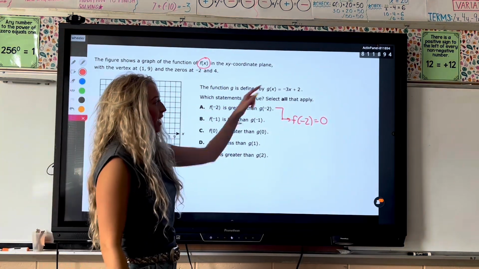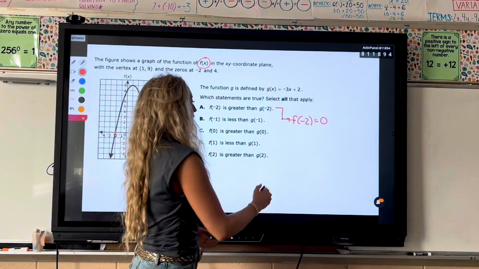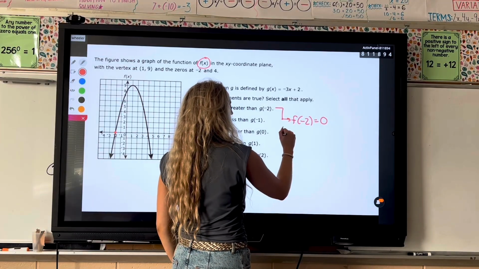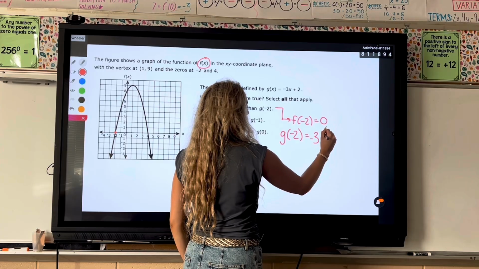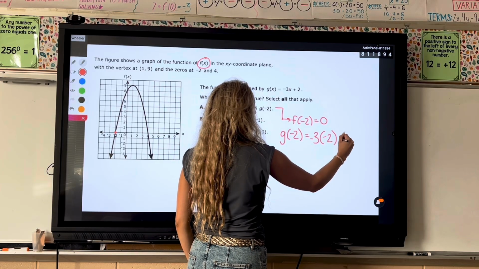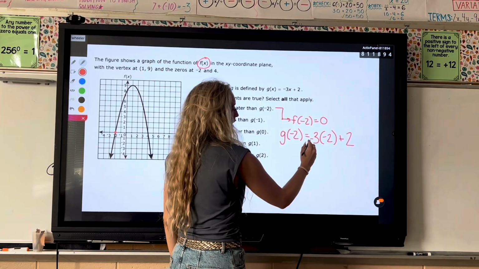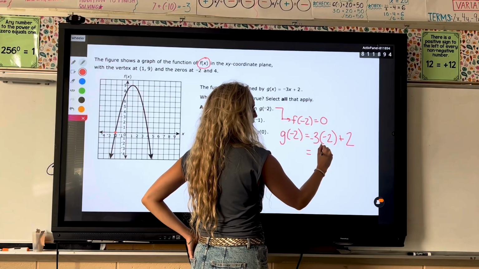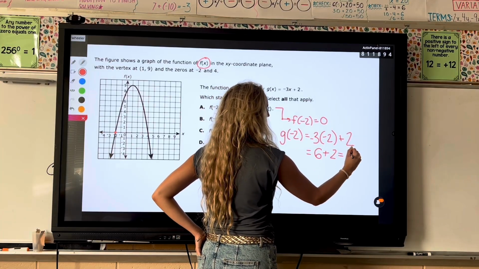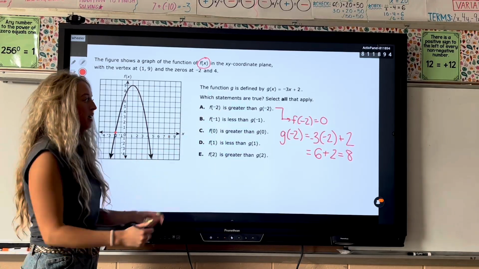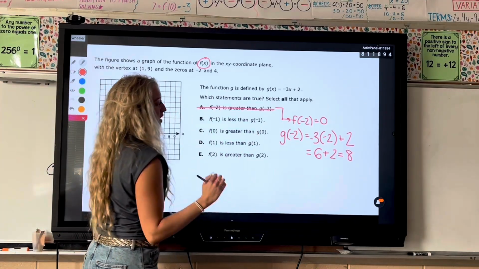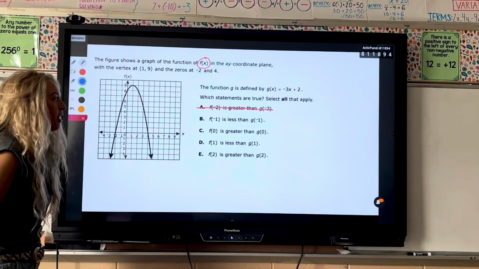We now need to check and see what g of -2 is. So if I wanted to solve for g of -2, I would simply plug in -2 for x. -3 times -2 is 6. 6 plus 2 is 8. So for this first one, it says f is greater than g. That is not true because 8 is obviously greater than 0. All right, let's check option B.